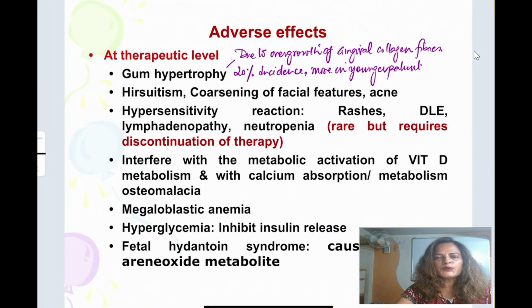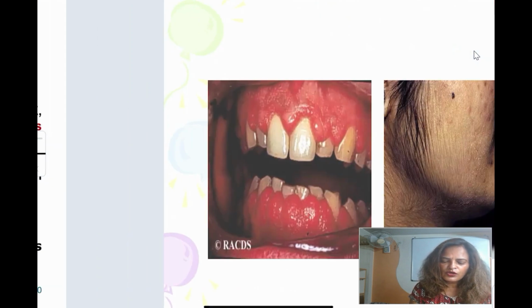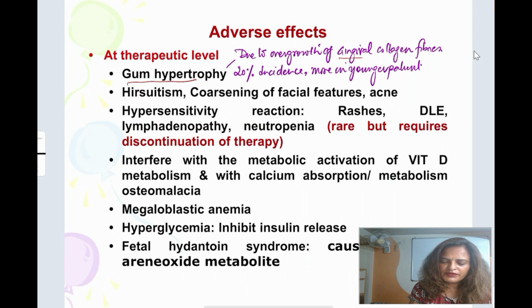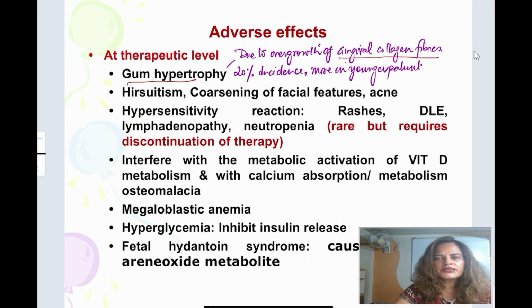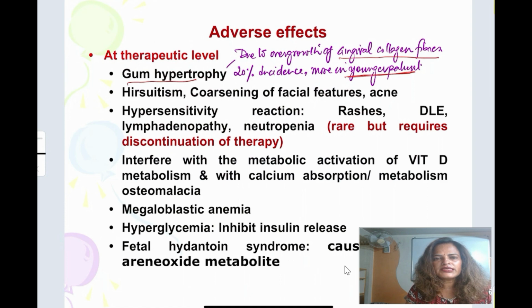Then the important adverse effects of phenytoin: at therapeutic level and at higher doses. The most important adverse effect at therapeutic level is gum hypertrophy. You can see the gum hypertrophy here. This is because of the overgrowth of the gingival collagen fiber. And what is the treatment? You have to ask the patient to maintain oral hygiene. It is seen more in younger patients, with about 20% incidence.